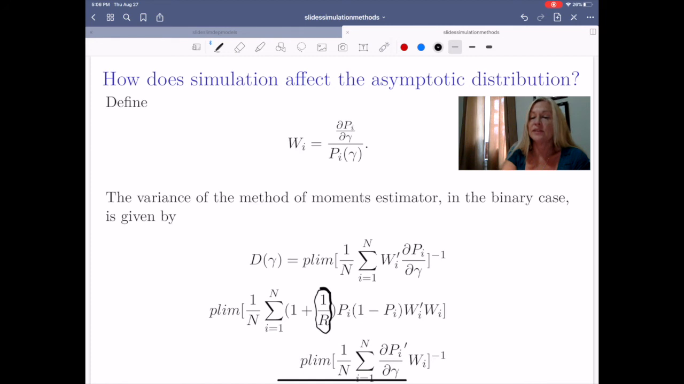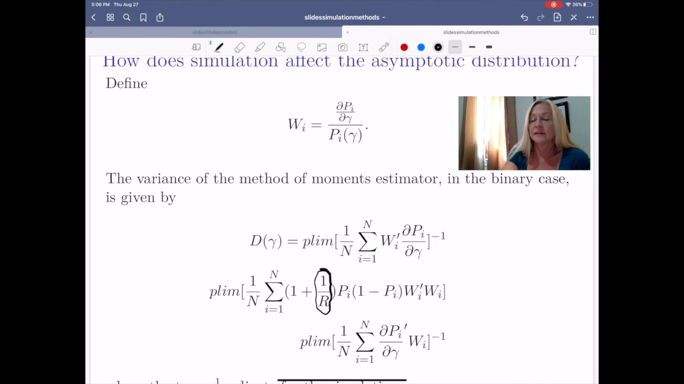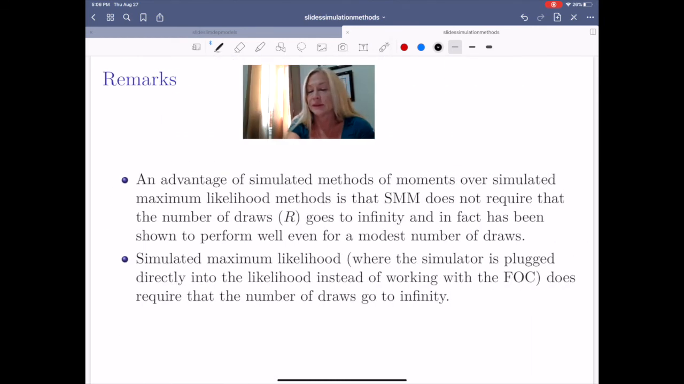This term adjusts for the fact that R is a number of Monte Carlo draws. So this adjusts for the fact that you're doing a simulation. And this is what's derived in McFadden's article, that he shows this is a simple adjustment factor to adjust for the fact that it's simulated. Okay, so that's how you can derive the variance of the simulated method of moments estimator.